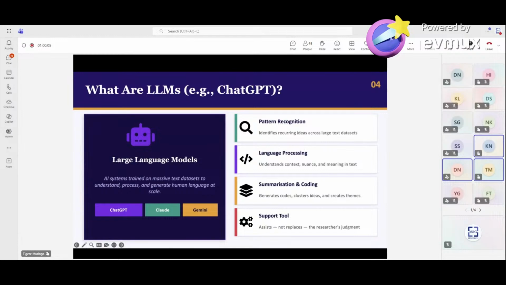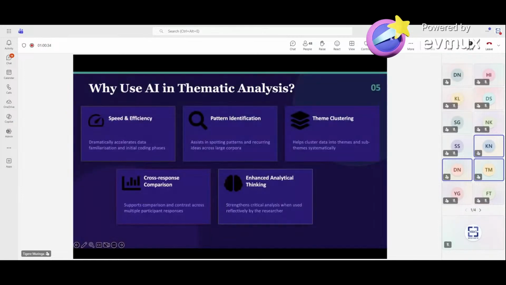Now, when we employ them in our thematic analysis approach, they assist, and we don't want them to replace the researcher. We want them to assist. They shouldn't replace the researcher's judgment. So human judgment, academic integrity, and the integrity of the data should always be maintained. We're saying let's employ them, but let's not replace our critical thinking.